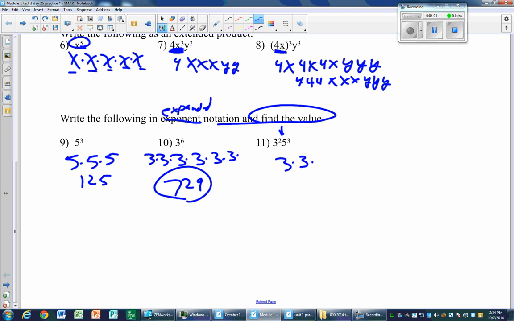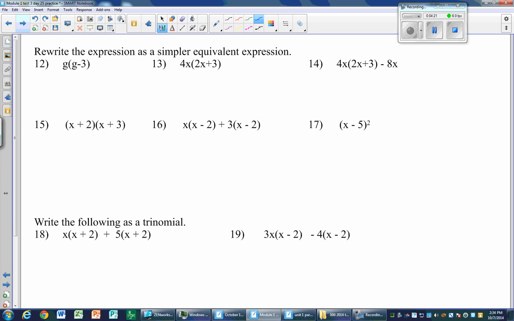So 3 times 3, write 3 times 3 twice, and then 5 times 5 times 5. And there we go. So it's 9 times 125, 1,125. If you have any questions, make sure you rewind and take a look at it again.